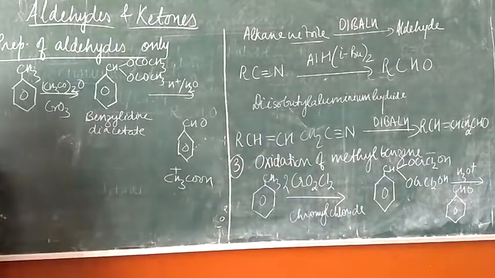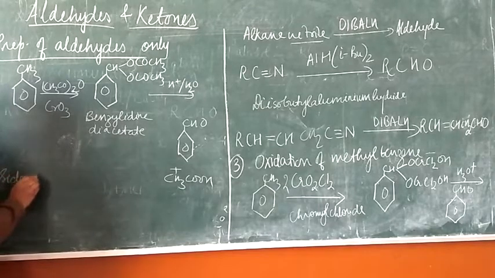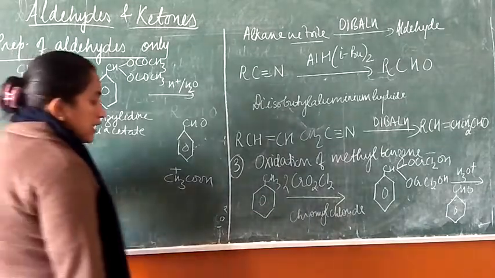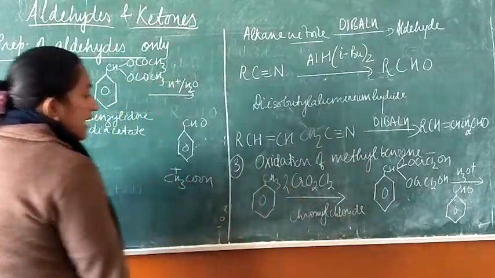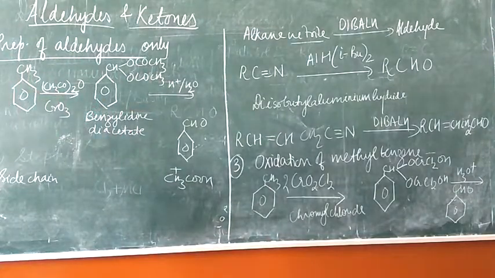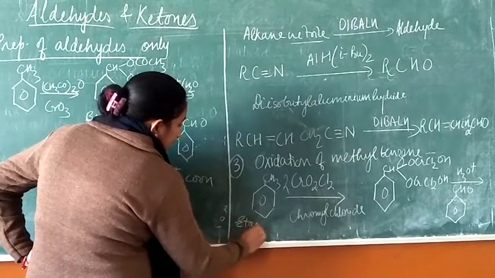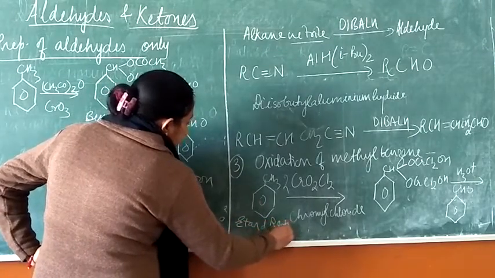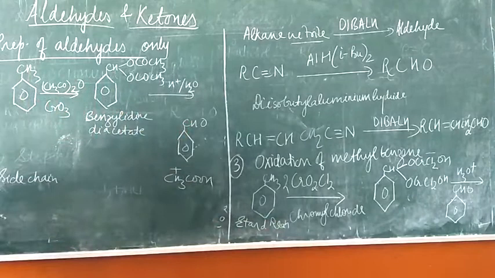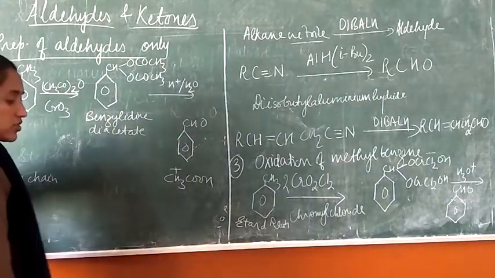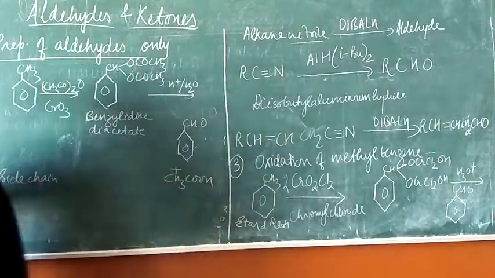Now next, we can also obtain benzaldehyde by side chain halogenation. Okay students, now here one of the reactions is a name reaction. This is when the methyl benzene is oxidized by chromyl chloride. This is a name reaction, students, and its name is Etard reaction.